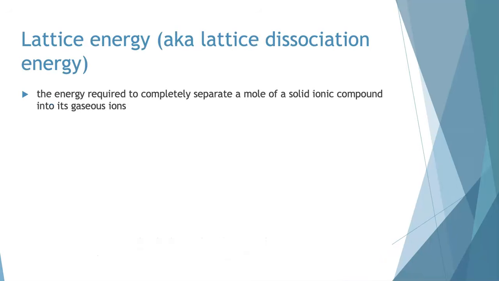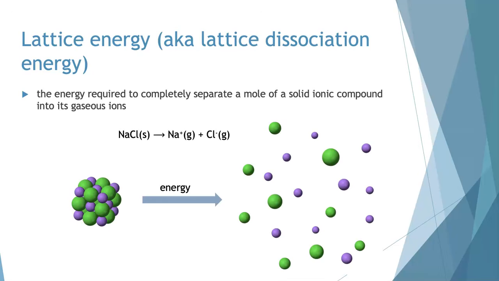The final place where we want to be able to talk about Coulomb's law is lattice energy, which is sometimes called lattice dissociation energy. And lattice energy is the energy required to completely separate a mole of a solid ionic compound into its gaseous ions. So we can write it as an equation. We can talk about it in terms of particle level models. It's an endothermic process. I have to put a lot of energy in to take that ionic compound and get it to be ions in the gas phase.